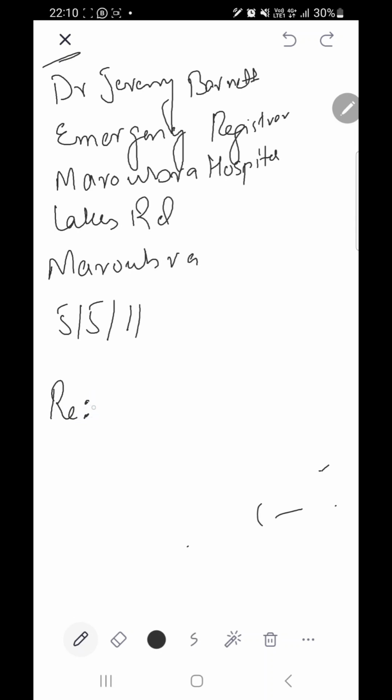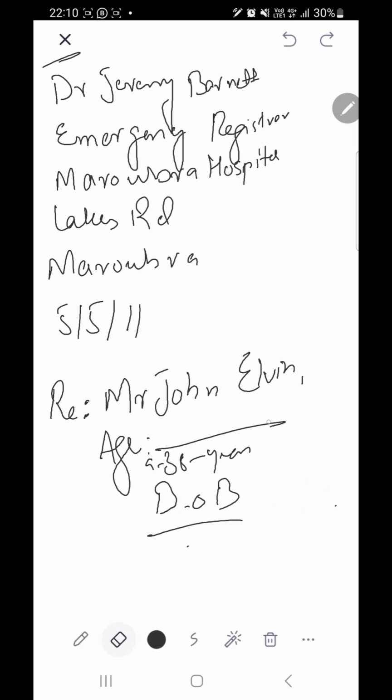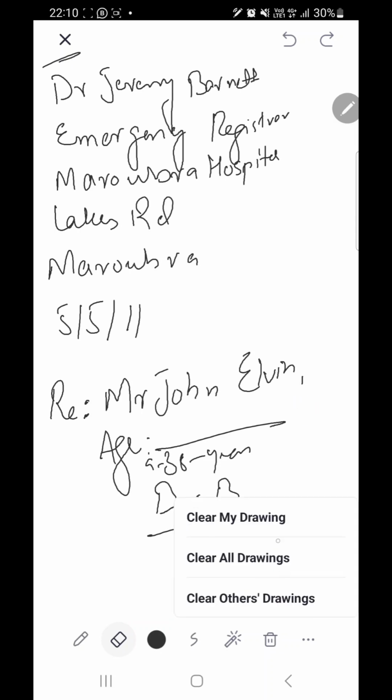After that, we can write down the patient detail, maybe Mr. John Elvin, comma, or age, let's say 38 years, or date of birth. Whatever is given to you, you can write down over here. This should be in one line. Afterward, we can write down the introduction.